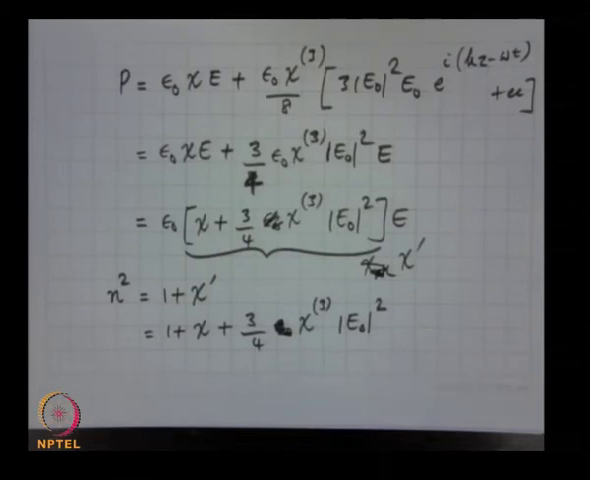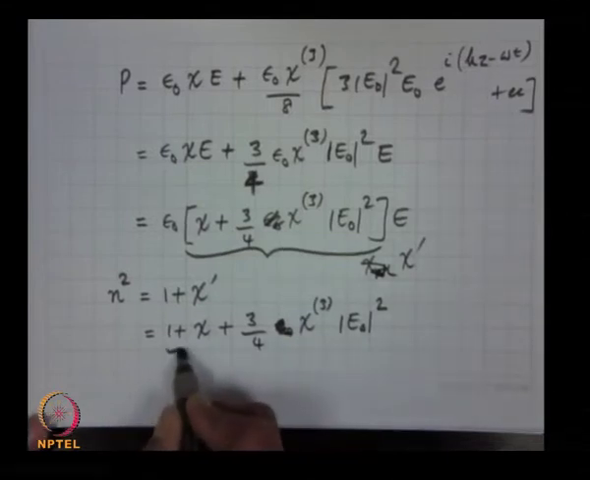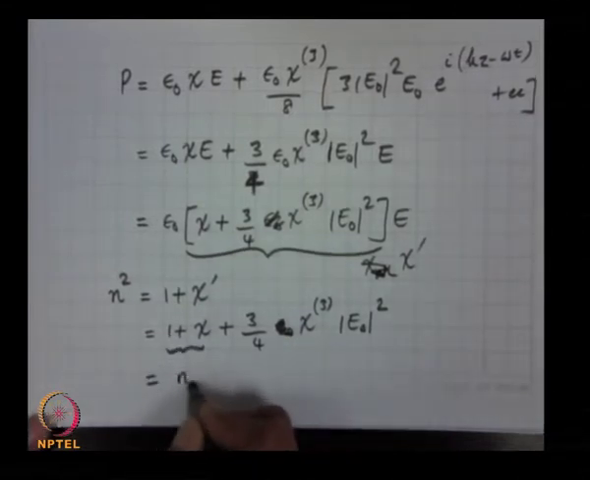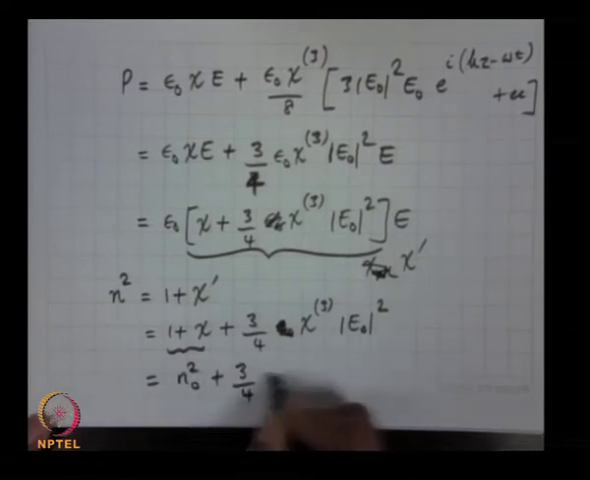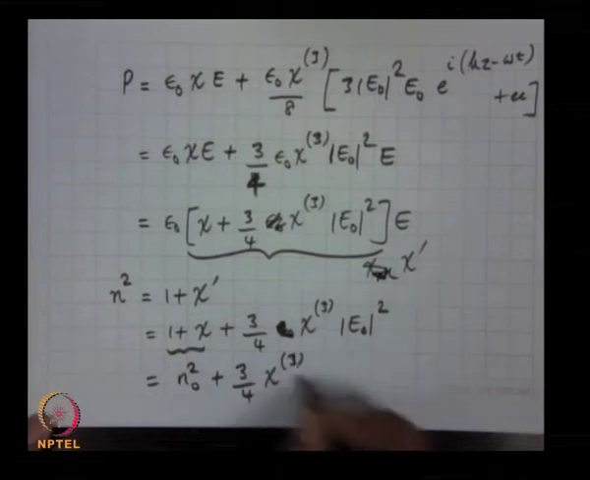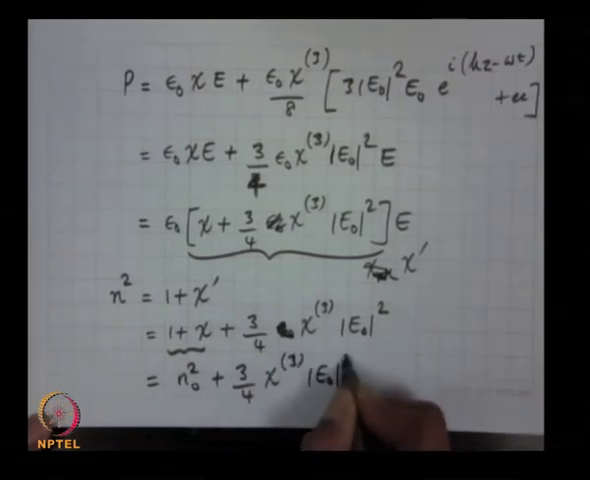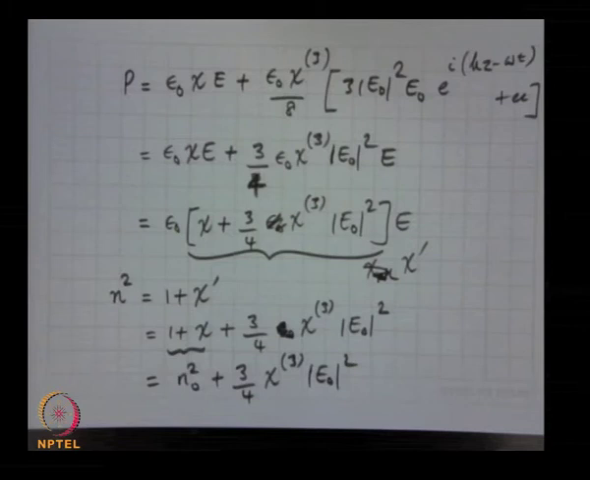Okay. So 1 plus chi, I call it n0 square. n0 is the refractive index of the medium for low intensities. If E naught is very small, this term is negligible and the refractive index is n naught. So n naught is the refractive index of the medium at low intensities, and as you increase the intensity, the refractive index becomes a function of the intensity, and this is given by this equation.